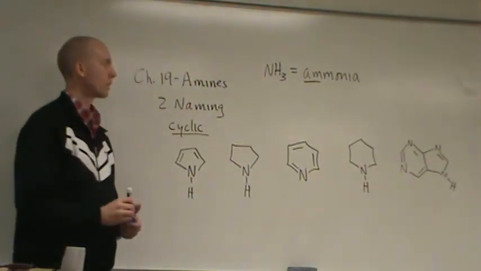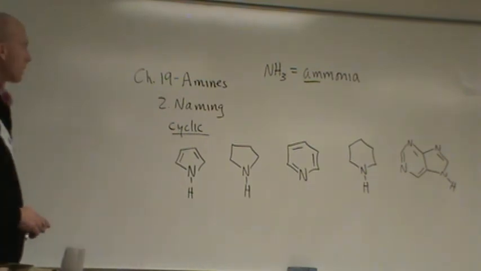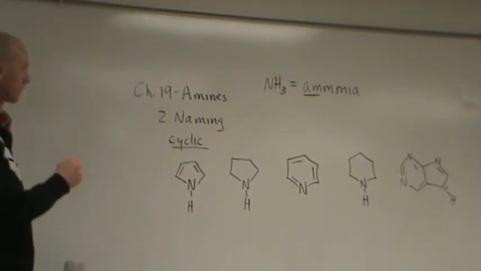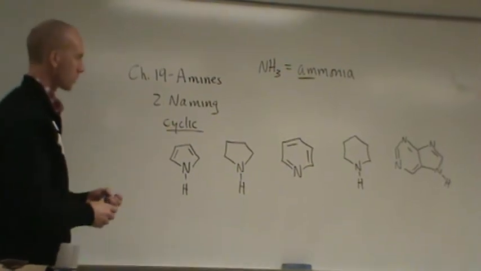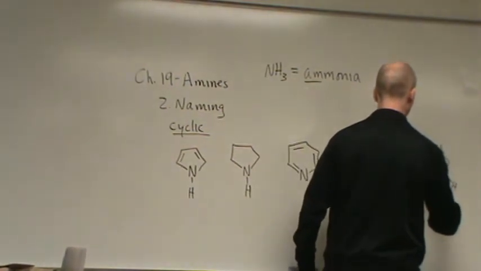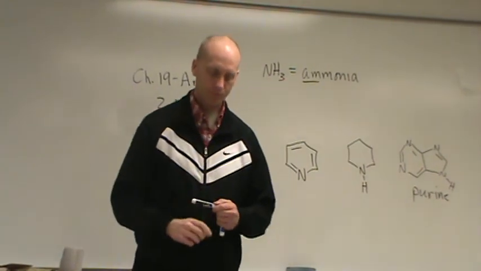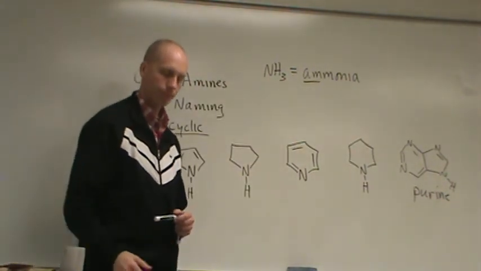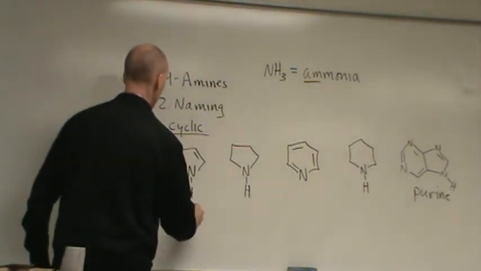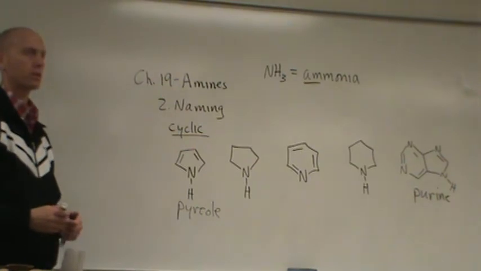Here we can have a couple rings fused together. So these are cyclic amines. This last one here is called purine. Okay. Coming back here, this is called pyrrole.